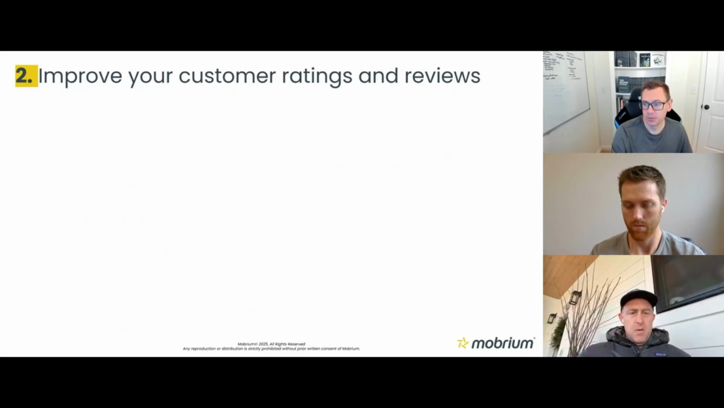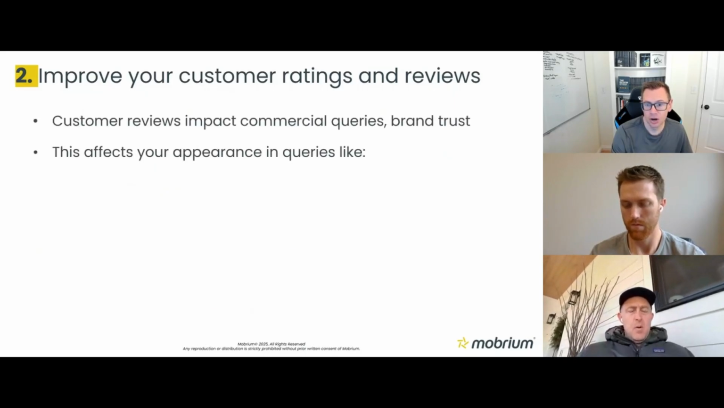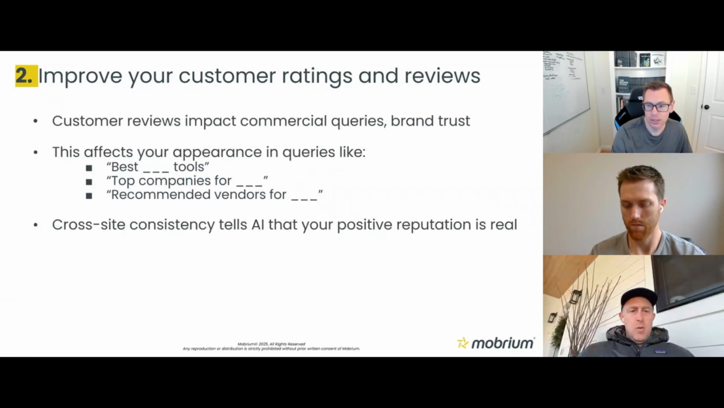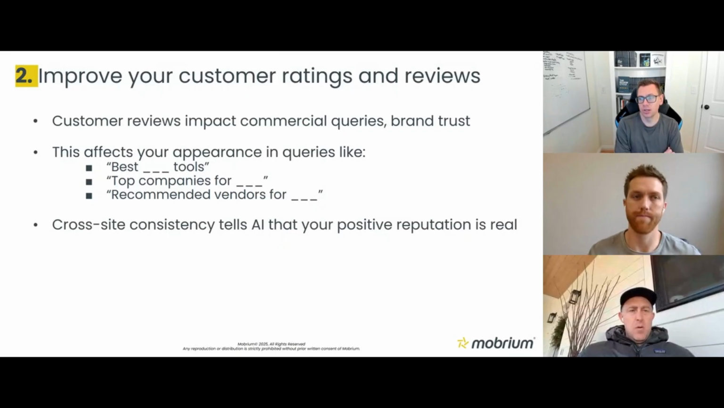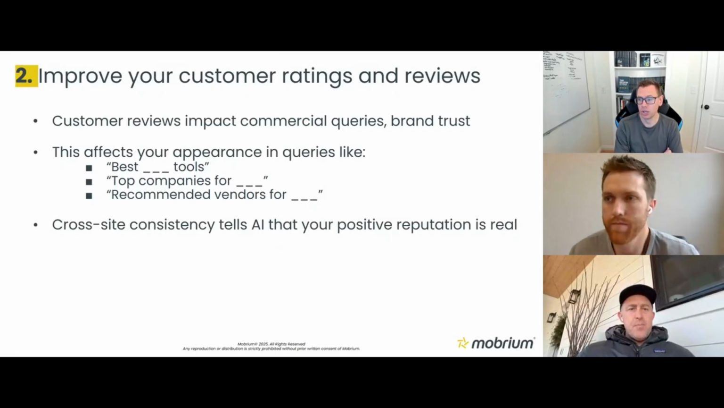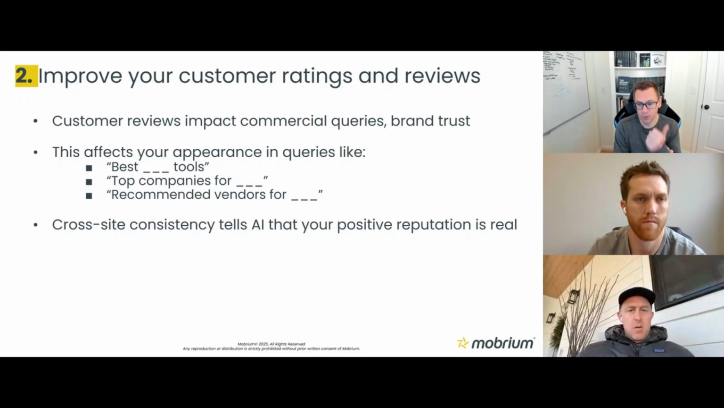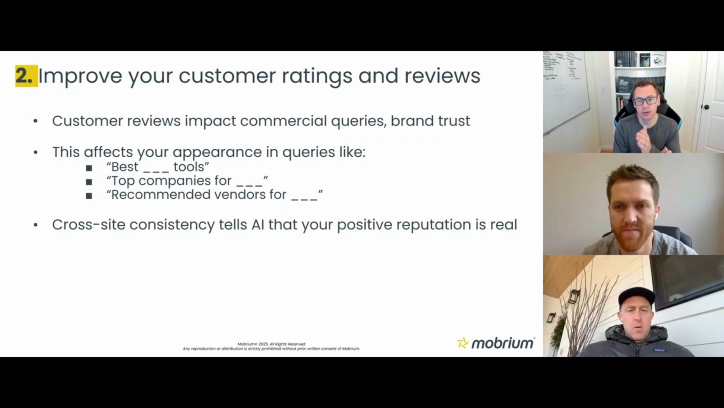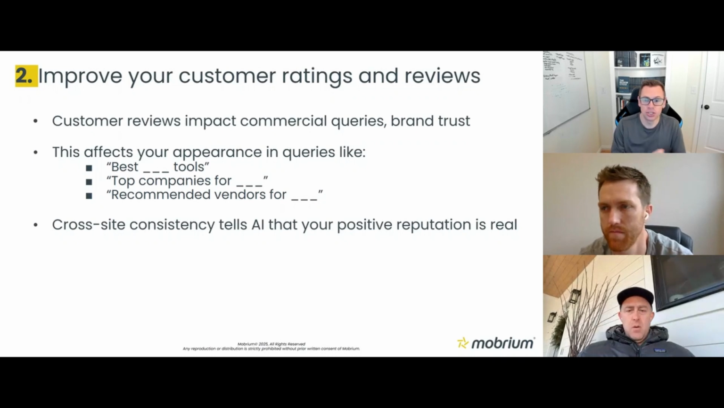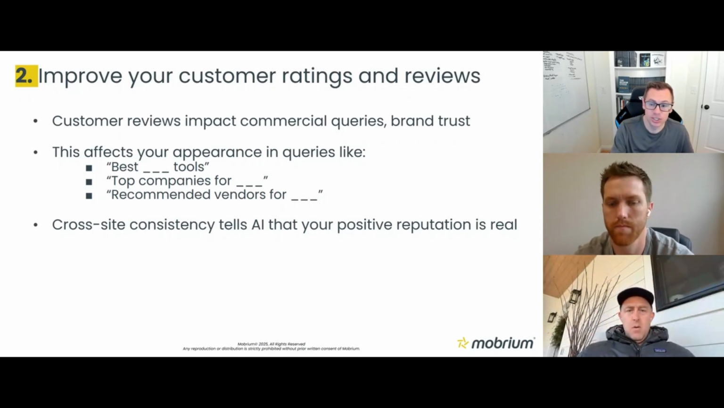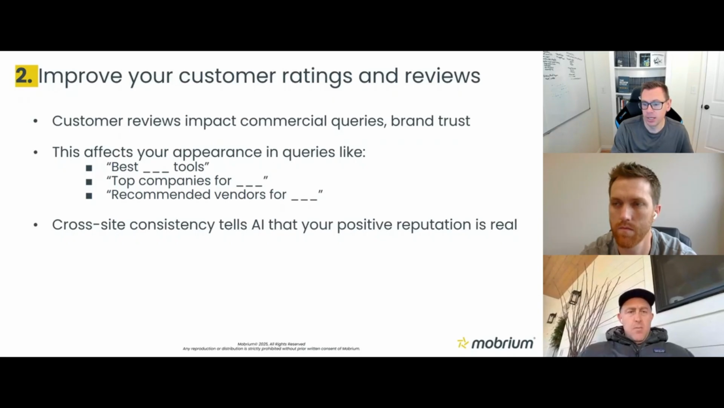Number 2 is improve your customer ratings and reviews. And the recommendations here are pretty similar. Basically, customer reviews are obviously impacting commercial questions, like people that are looking to buy from you. And the volume of reviews you have, your review rate, how many customers are leaving reviews every day or week, and your star rating and how that's trending is going to feed into if you're showing up or not for searches on AI about lists about your industry, or if someone's searching for you by name, that's going to affect the summary of your company.